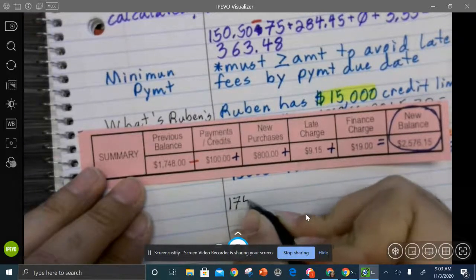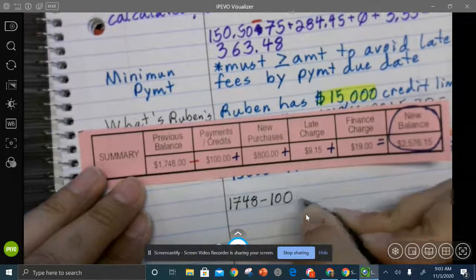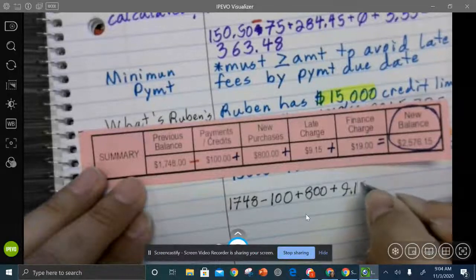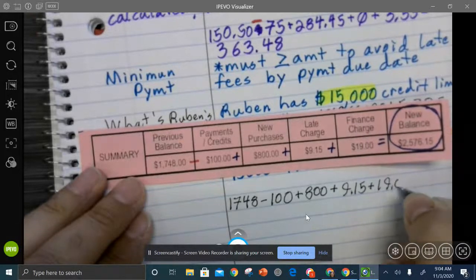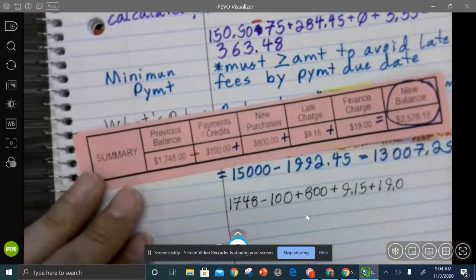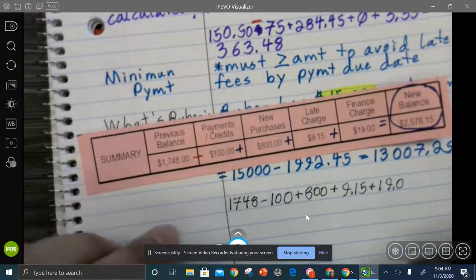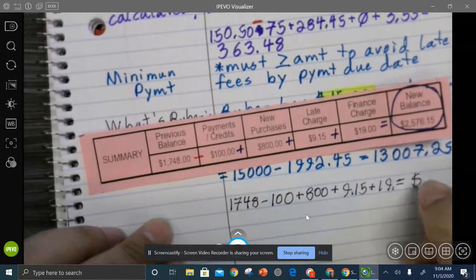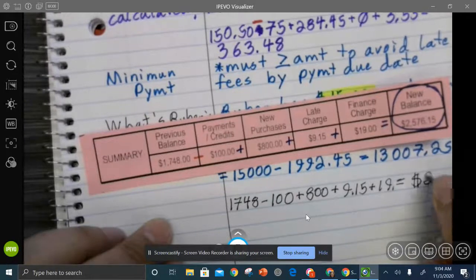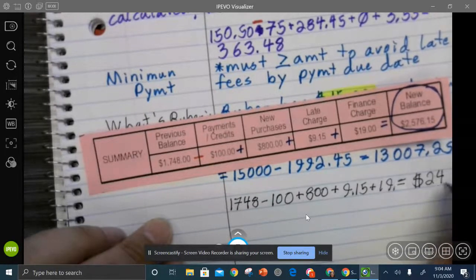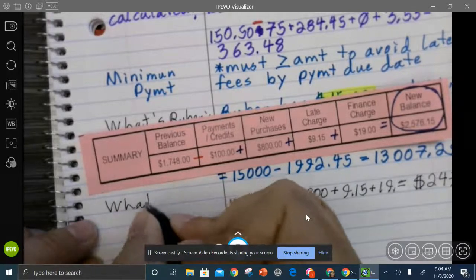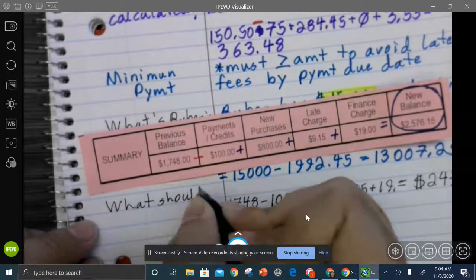So 1,748 minus 100 plus $800 in new purchases plus a late fee of $9.15 plus a finance charge of $19. Okay, so we're gonna put that all in the calculator, everybody, and I got $2,476.50. And you should always check your credit card statement.